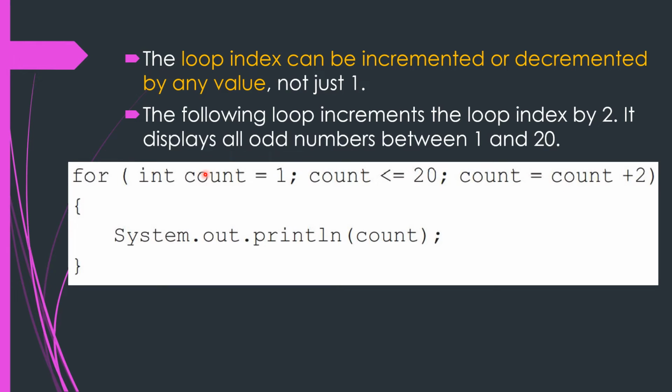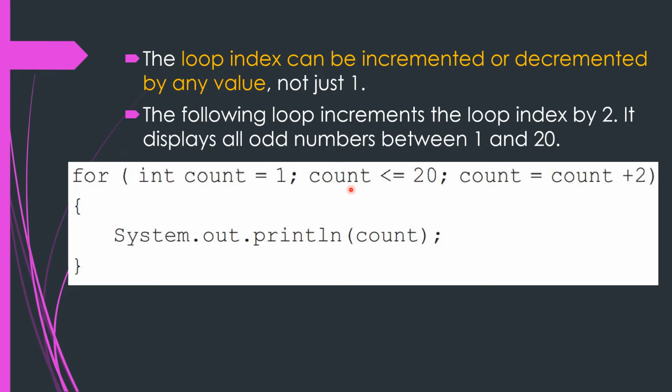So here, in the code that you are seeing on the screen, the following loop increments the loop index by 2. It displays all odd numbers between 1 and 20. So all the odd numbers will be displayed using this loop. First of all, let us see the loop. Here the expression provided after the for statement is int count equal to 1. So we have initialized the value as 1.